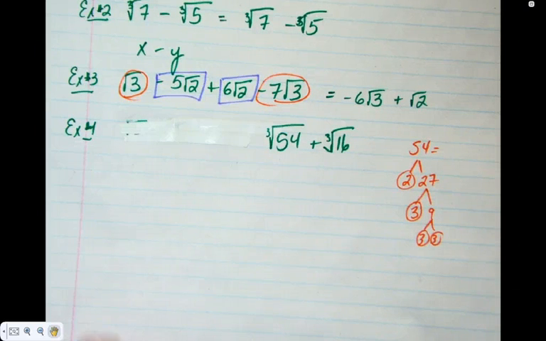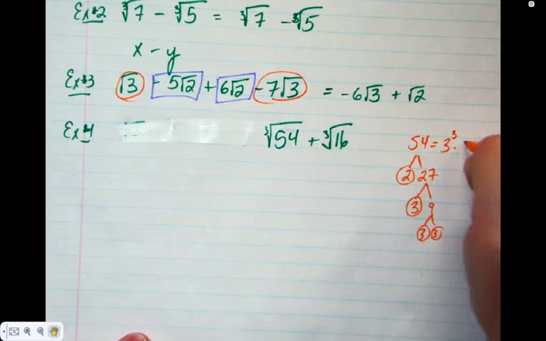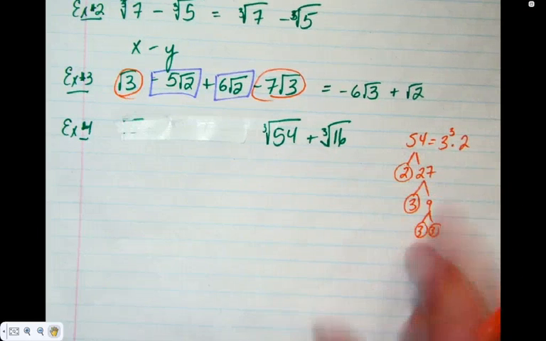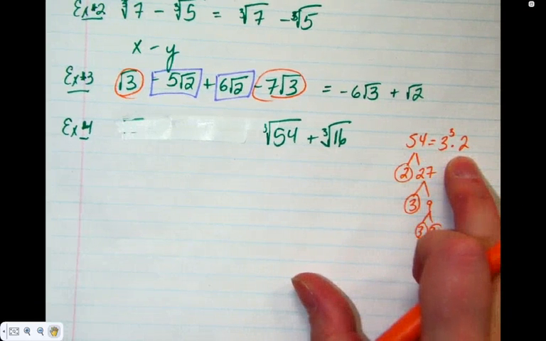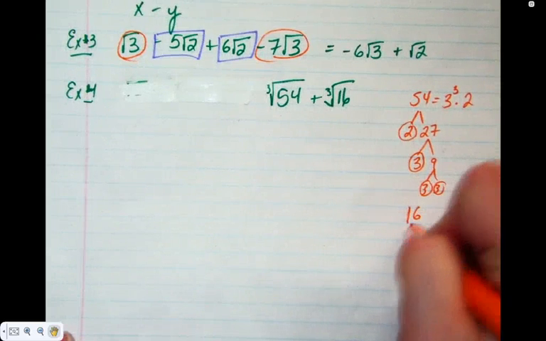Smush that all together. 3 to the 3 times 2. You don't need to do a tree. You don't even need to show me this. As long as you show me the 3 squared or 3 cubed times 2, I'm good with that. Let's do the 16 while we're at it.